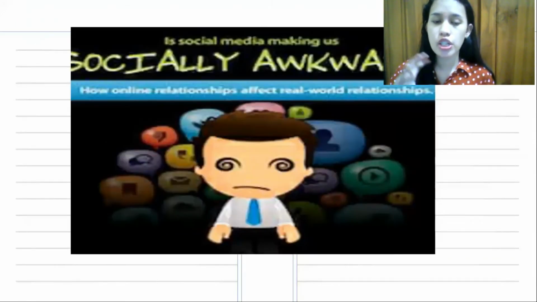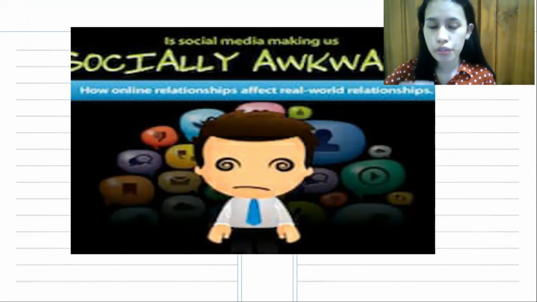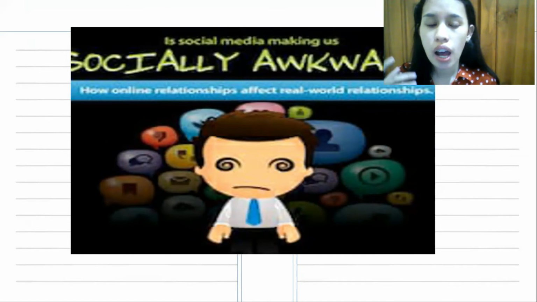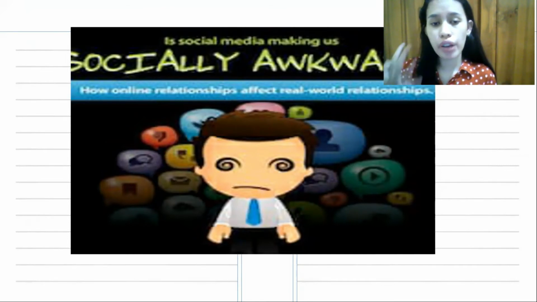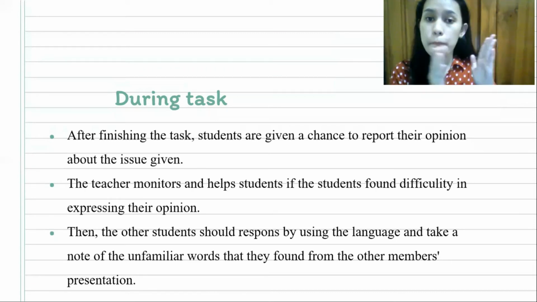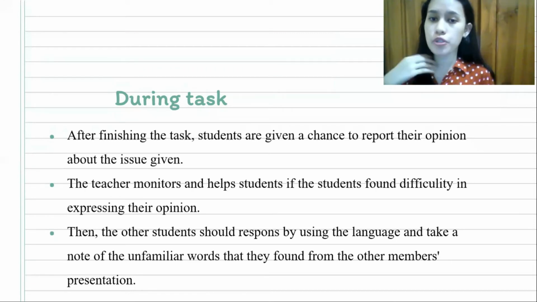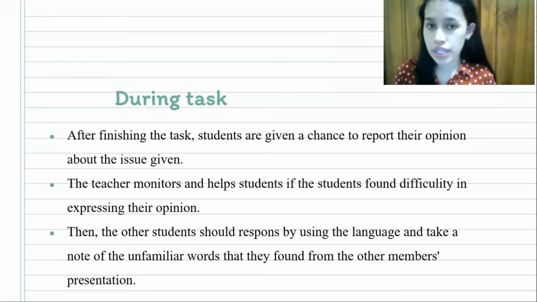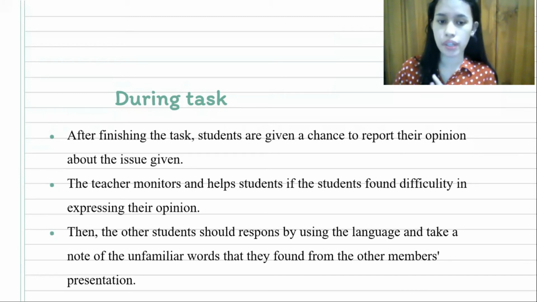Here is the issue, or the picture, that I provided for my students, which is about the effect of social media in students' social life. And after the students have some discussion in the task preparation, during the task, the students are given a chance to report their opinion about the issue given.